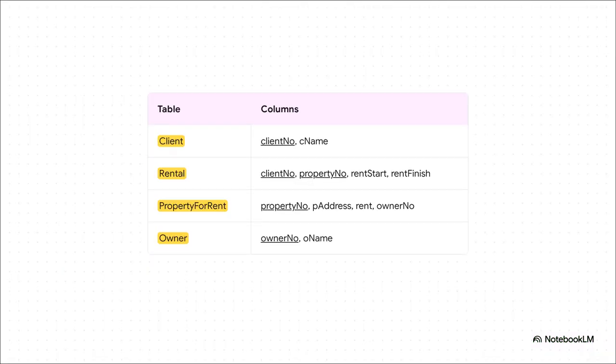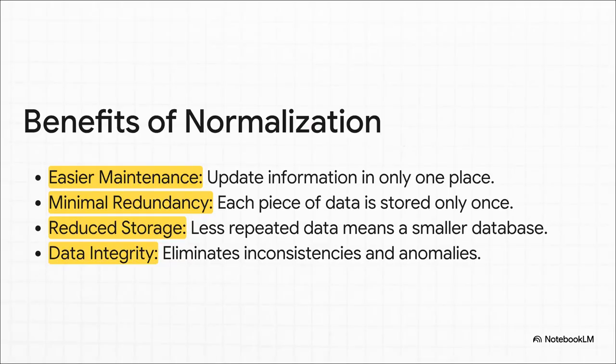And here it is, our final result. We started with one huge, messy, redundant table, and by following the rules of normalization, we've broken it down into 4 clean, logical tables. Each table describes exactly one thing: a client, an owner, a property, or the rental that links them. Case closed. So what does all this really mean for you?